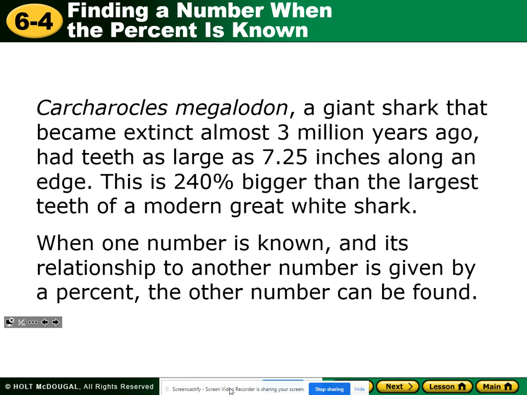When one number is known and the relationship to another number is given by a percent, the other number can be found. This equation, we're going to use all day. This equation you want to have written out. Whole times the percent equals our part.